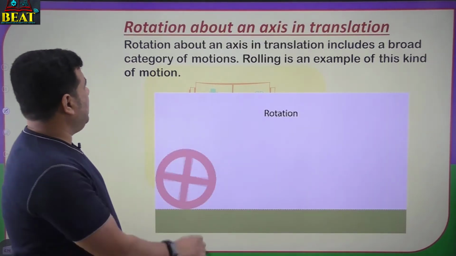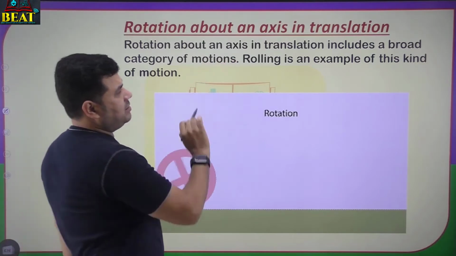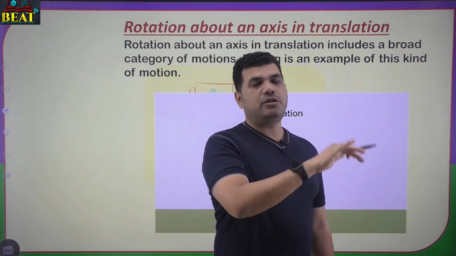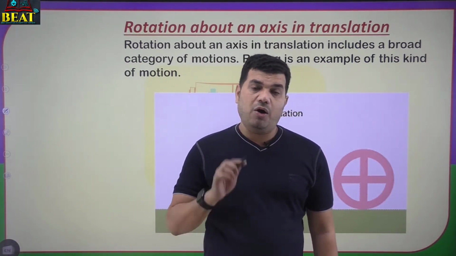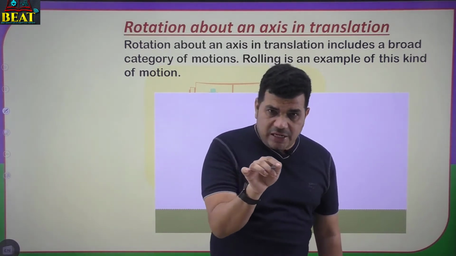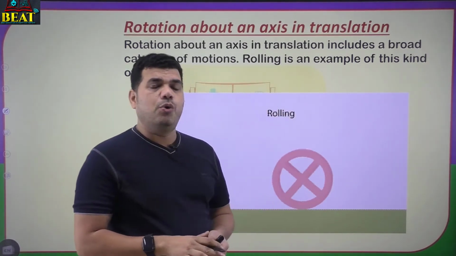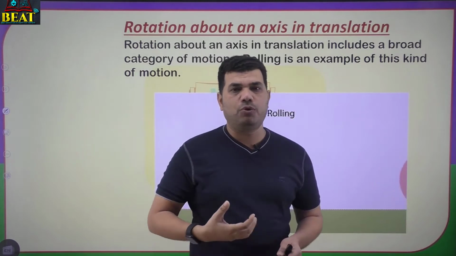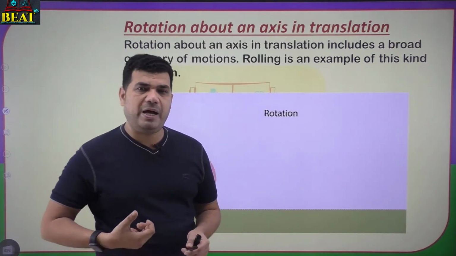And now another type of motion: rotation about an axis which is in translatory motion. Now the axis itself is in translation. Suppose you are moving in a car, or you are moving on a bicycle.